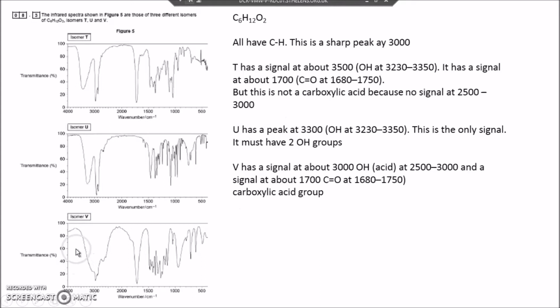And V, finally, what's V? V 3000, big broad peak, is an OH. It's got an OH in there, and it's got a CO in there. And this broad peak here is also showing a carboxylic acid group, probably. The carboxylic acid group has a signal at 2500 to 3000, somewhere around here, and it has got one, not like this one that's missing it. It's got a very broad peak here. I think that's a carboxylic acid.